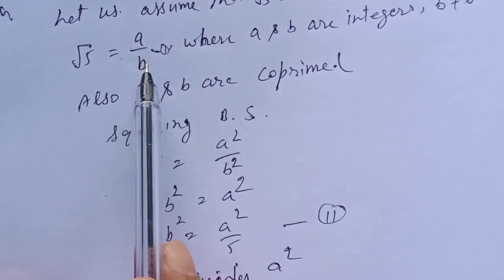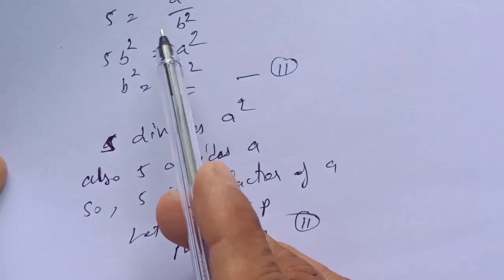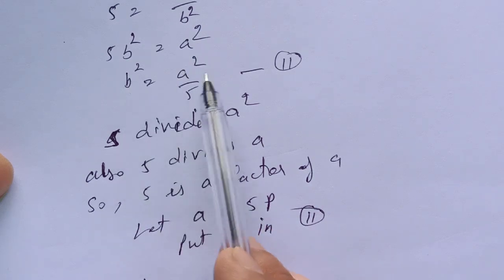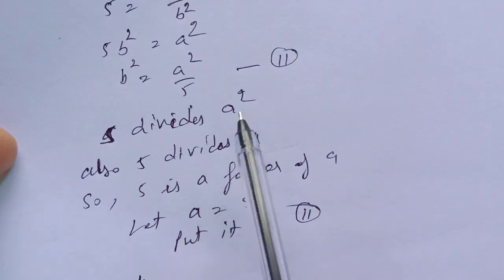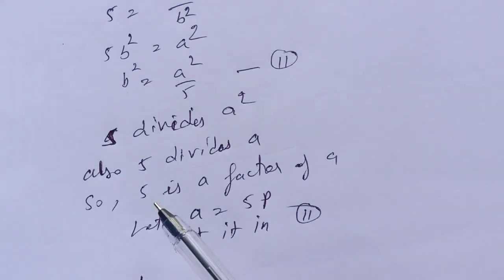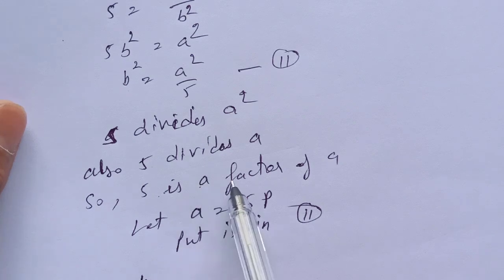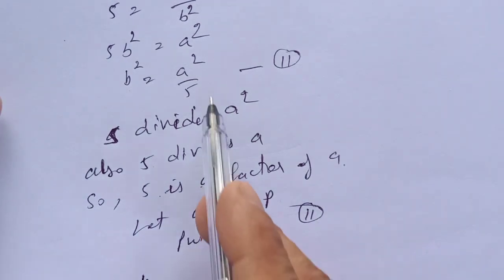Root 5 equal to a by b. We get 5 is equal to a square by b square. 5b square is equal to a square, b square is equal to a square by 5. 5 divides a square, or a square is divisible by 5. 5 divides a. So 5 is a factor of a. Let a is equal to 5p. We put it in equation second.